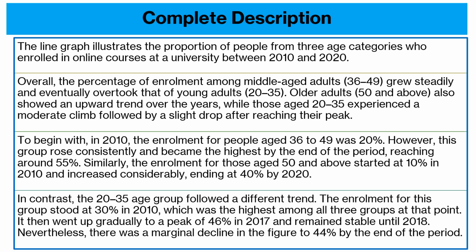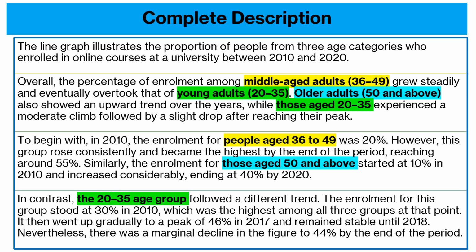We didn't repeat the same phrases like 20 to 35 age group or 36 to 49 age group again and again. Instead, we used a variety of expressions throughout the paragraph. Can you spot them? Try to identify all the different ways age groups are mentioned in this description. In a moment, I will highlight them for you.